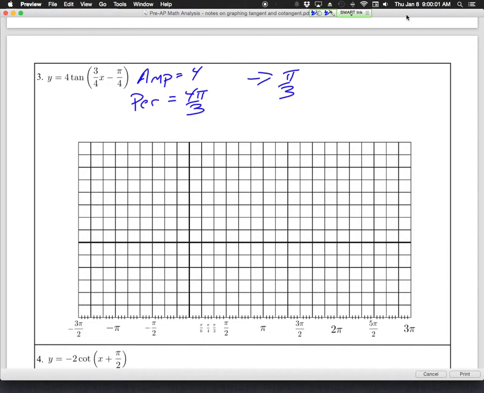Now, when we were doing the other 4, we keyed in on this number right there. And if it was pi over 2, that meant 1 period mark. If it was pi, 2 period marks. And if it was 3 pi over 2, 3 period marks. Now, for tangent and cotangent, slightly different. Pi over 4 is 1. Pi over 2 is 2. And 3 pi over 4 is 3. So that's what you need to know for tangent and cotangent.